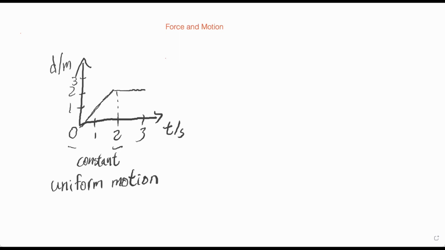But from the second to the third second here, it's actually a horizontal line. So what does that mean? If you look at the distance, at the second second, it's at the 2 meter mark. But at the third second, it's still at the 2 meter mark. So throughout that 1 second, its distance has not changed. It has traveled 0 meters over 1 second, which is equal to 0. So the speed over here is 0.